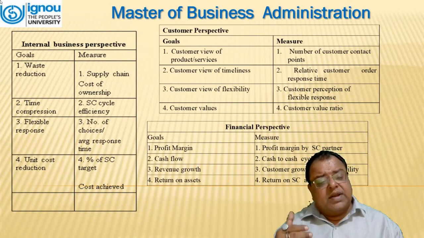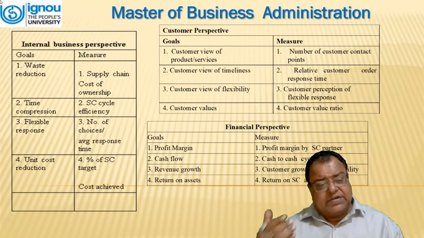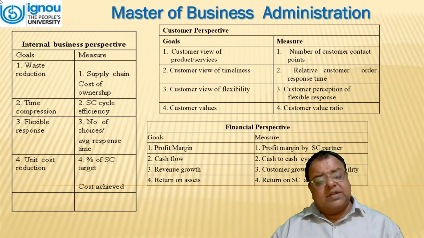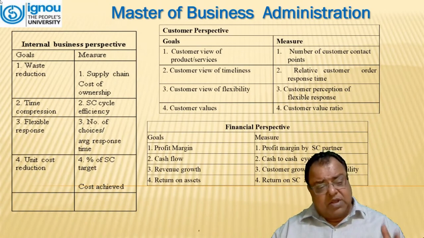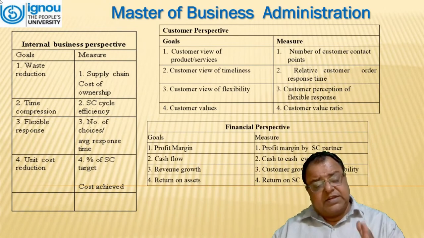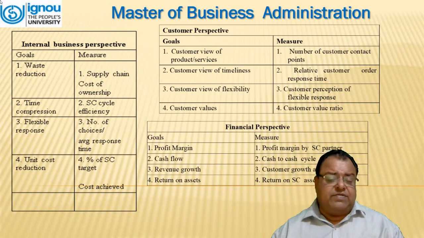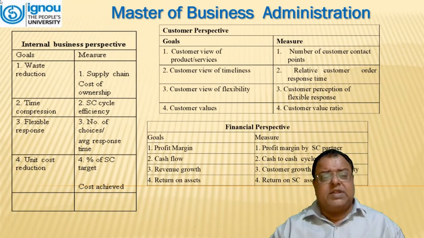If we talk about time compression, that means supply chain cycle efficiency. Flexible response: the number of choices and average response time. Now, how many choices are available? And what about the cost? Unit cost reduction, and the percentage of supply chain target cost achieved. The last one, after performing the interview.